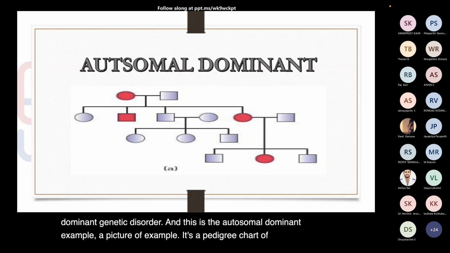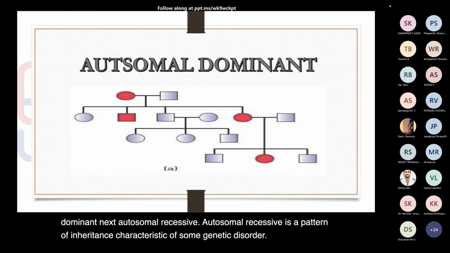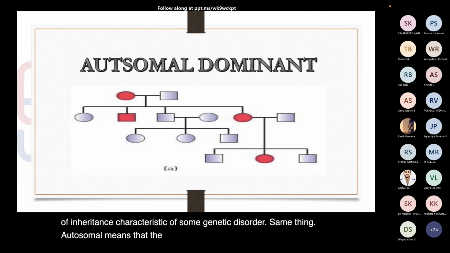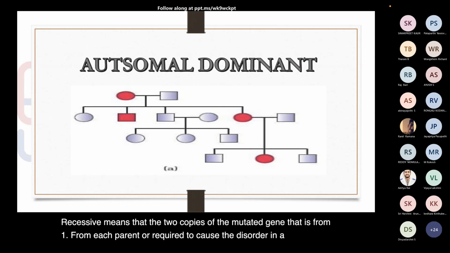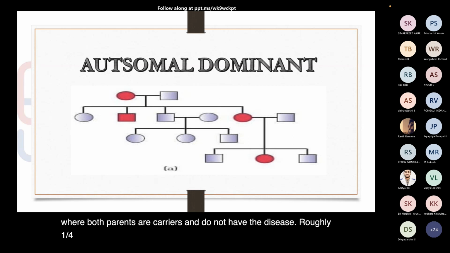Next, autosomal recessive. Autosomal recessive is a pattern of inheritance characteristic of some genetic disorders. Same thing, autosomal means that the gene in question is located on one of the numbered or non-sex chromosomes. Recessive means that two copies of the mutated gene, one from each parent, are required to cause the disorder. In a family where both parents are carriers and do not have the disease, roughly a quarter of their children will inherit two disease-causing alleles and have the disease.